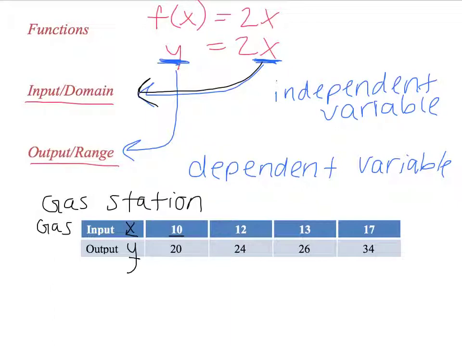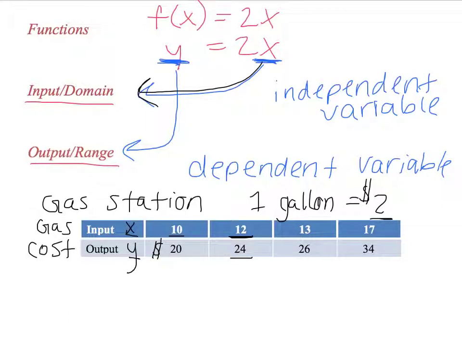And if you get 10 gallons of gas, and each gallon of gas costs $2, so 1 gallon equals $2, then you would pay $20. So this would be the cost. If you input 12 gallons of gas, it would cost you $24, because for every gallon of gas you would pay $2, so 12 times 2 would be 24. If you were to put 13 gallons of gas, it would cost you 13 gallons times $2, which is 26. If you were to get 17 gallons of gas, that would cost you $34.